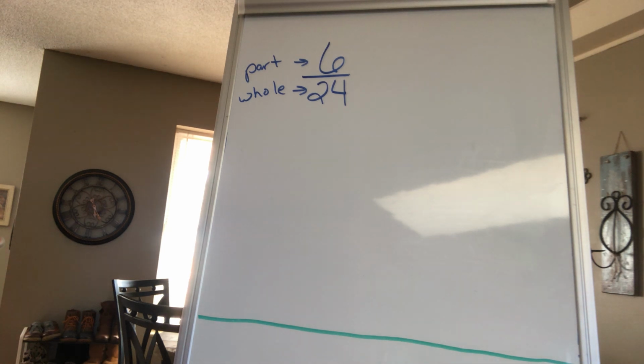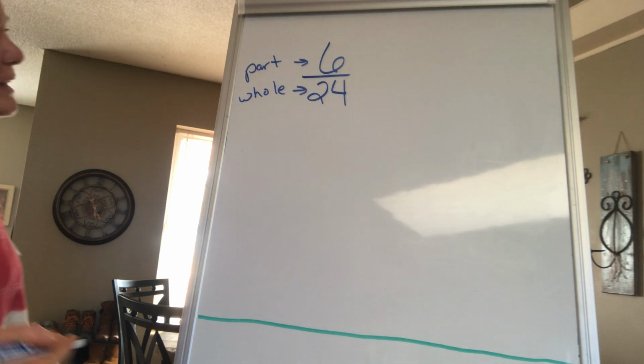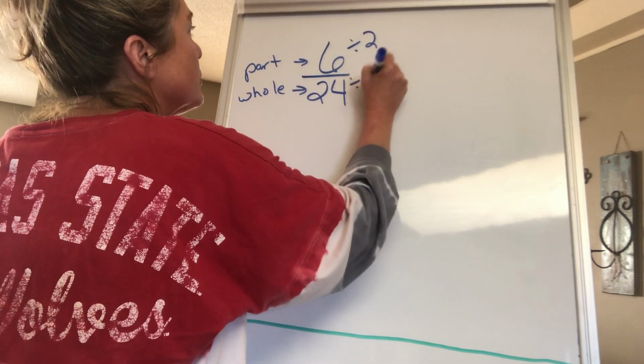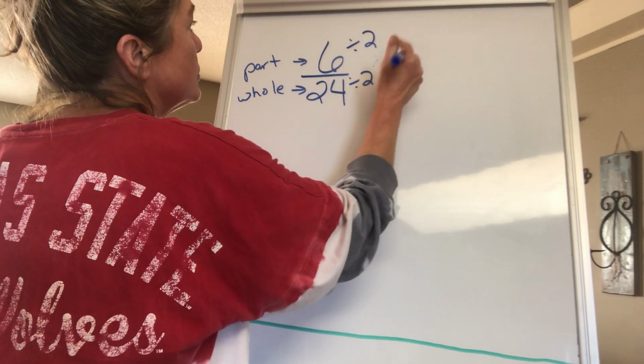So 6/24 is the fraction that's marked number 3, but I always want to make sure that my answer is in simplest form. So is there any number that I can divide 6 and 24 by and get 0 remainder? Okay, they're both even numbers, so I know that I can divide them both by 2. They're both divisible by 2.